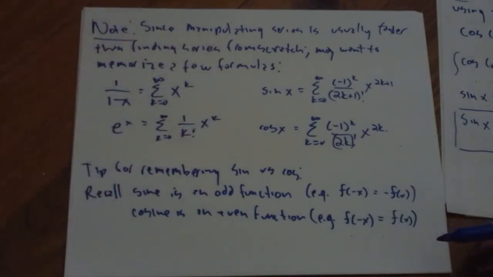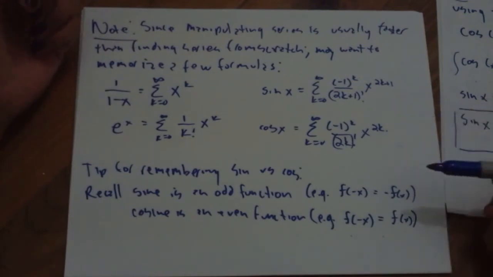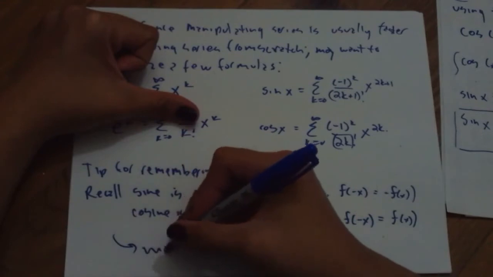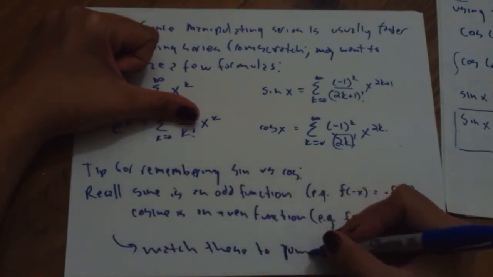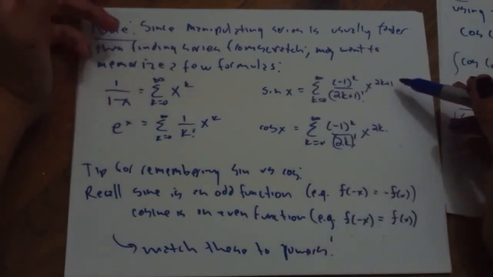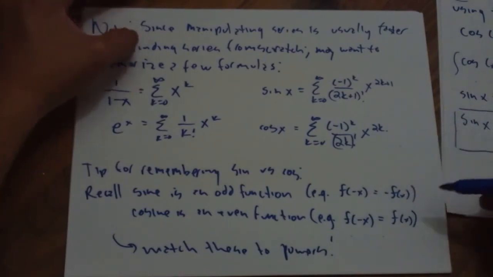So these properties really come from the powers that are floating around on these. So match these to your powers. Sine's an odd function. It's going to get the 2k plus 1. Cosine's an even function. This guy's going to get the 2k's.